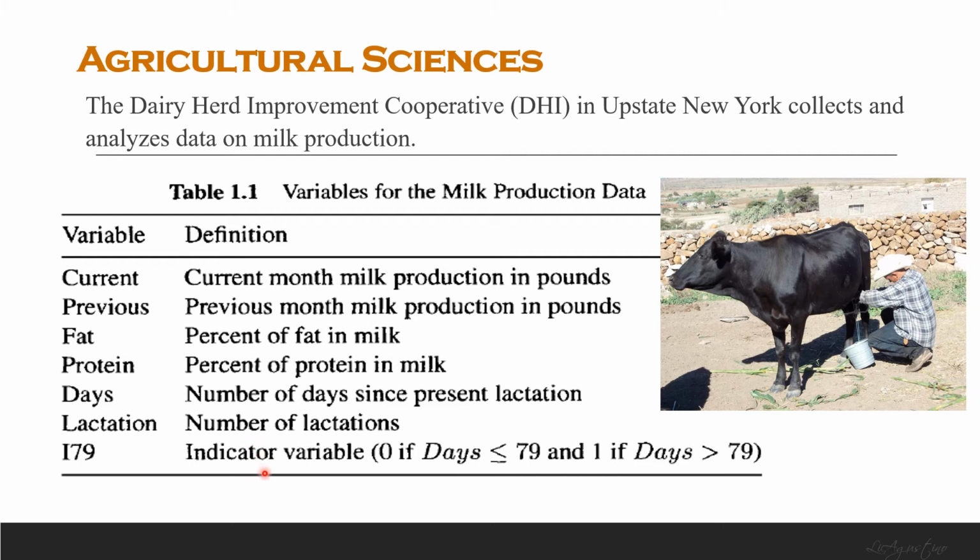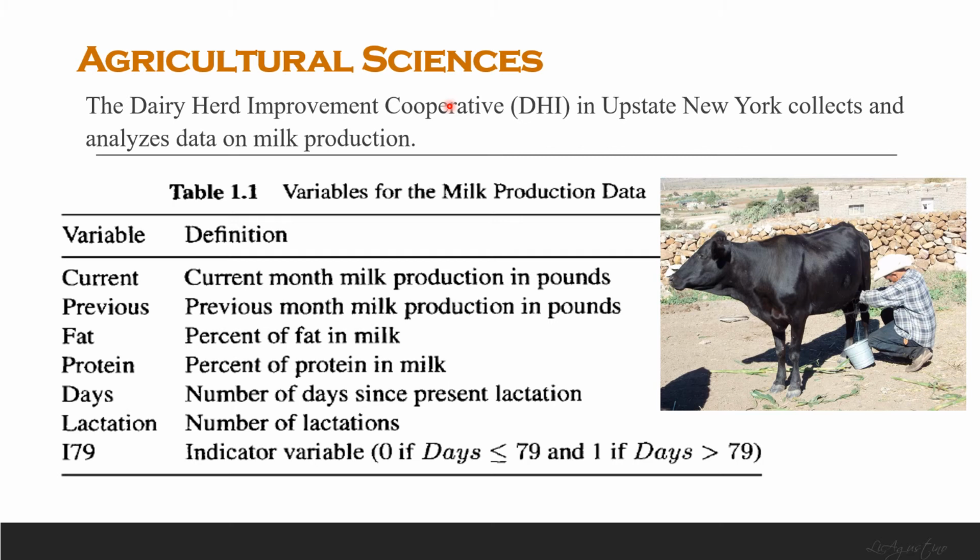And we also have indicator variables. So in this example, one question of interest is how to develop a suitable model to predict current milk production from a set of measured variables, as we can see on the screen. So here's one example of how we can apply regression analysis in agricultural sciences.